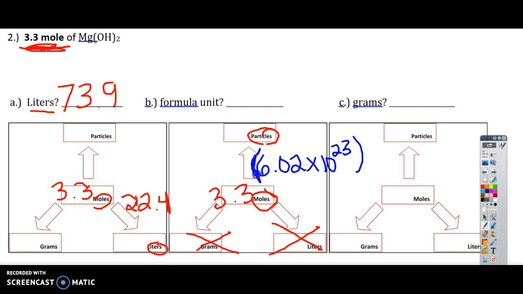In parentheses. When you put that in your calculator, always put it in parentheses. If you don't, then you get a different answer. So we multiply 3.3 times 6.02 times 10 to the 23. You should get, round it off, 2.0 times 10 to the 24.